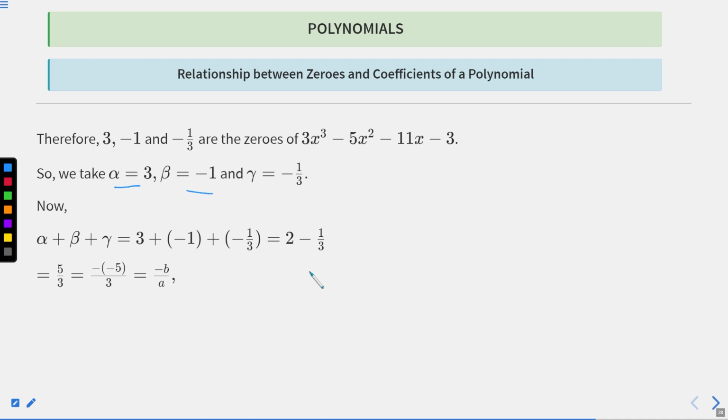And we have to verify the relationship between zeros and the coefficients of a cubic polynomial here. So now if we take the sum alpha plus beta plus gamma, this is equal to 3 plus minus 1 plus minus 1 by 3. If we simplify this, we get 2 minus 1 by 3, and this is equal to 5 by 3. You can write this as minus of minus 5 by 3, which is basically equal to minus of coefficient of x square divided by coefficient of x cube, that is minus b upon a.